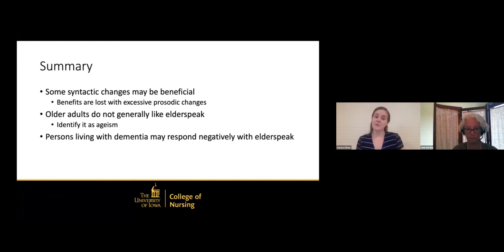And then lastly, persons with dementia may not be able to self-report that they don't like elderspeak, so instead they respond negatively through resistiveness to care.